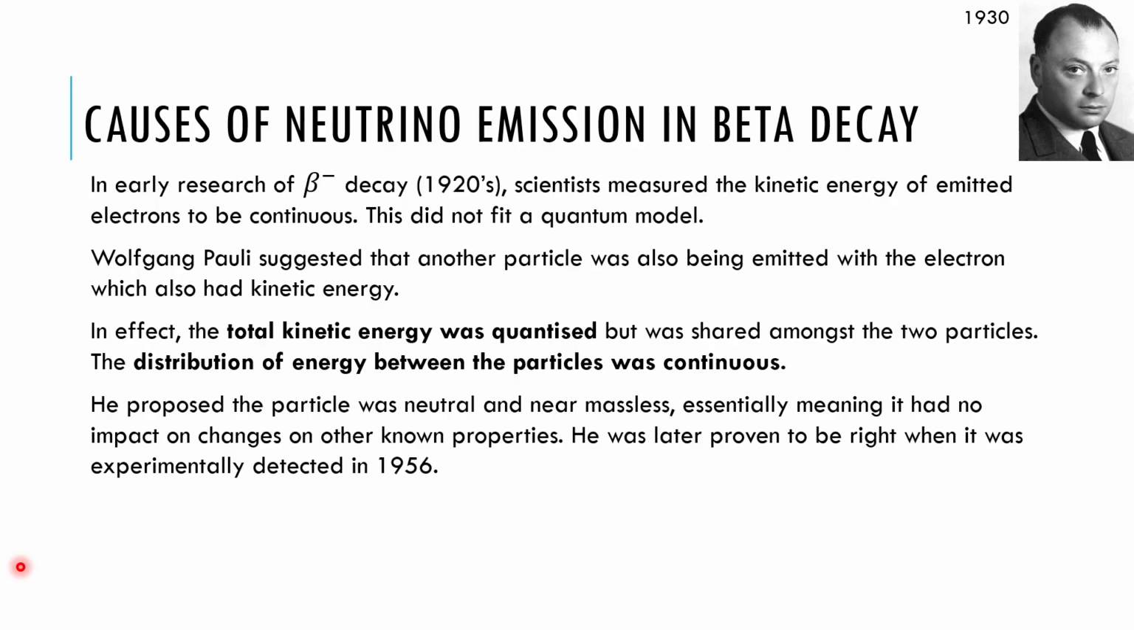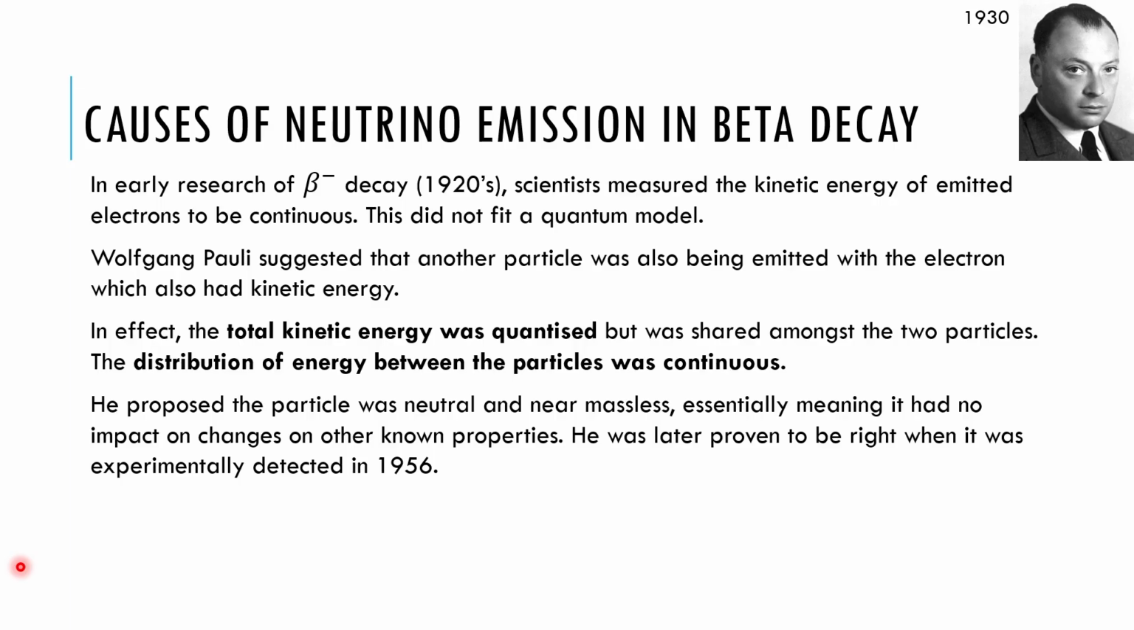Pauli, who was a big supporter of the quantum model, suggested that this could be achieved if another particle was also being emitted with the electron in a pair, which at this stage was not being detected. But this particle would also hold kinetic energy. And so what he suggested was the total amount of energy that the electron and this unknown particle would possess would be quantized. But because it was shared between the two particles, this distribution of energy was not quantized, and therefore the particles could hold a continuous amount of kinetic energy, even though their total was quantized.